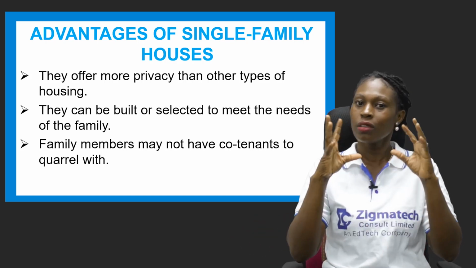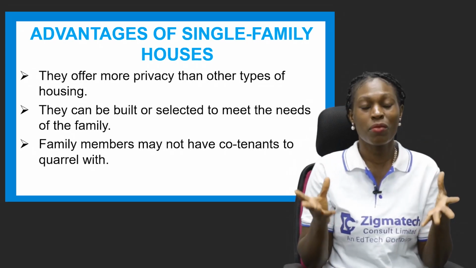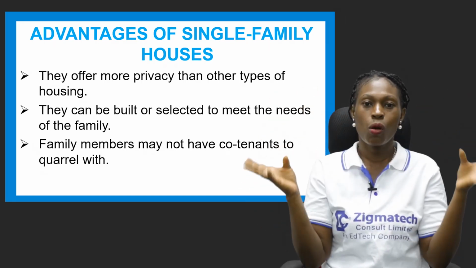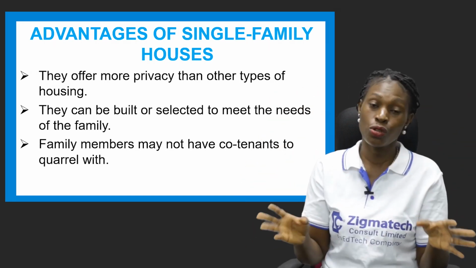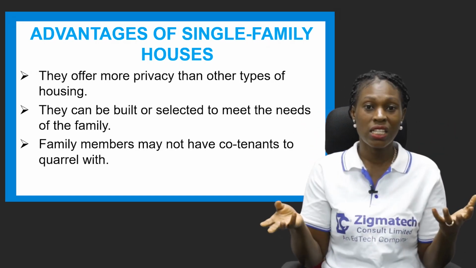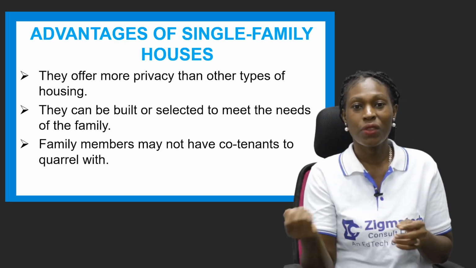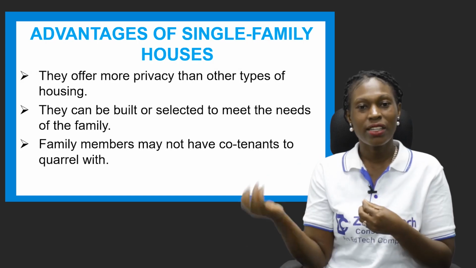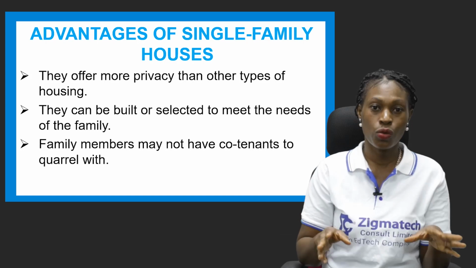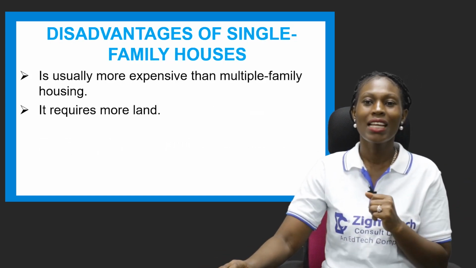Now, when two or more persons are living together, even with family members, you tend to have misunderstandings, not to talk of someone that is not related to you. With single family housing, you do not have tenants or co-tenants, so there's no way you'll be quarreling over who kept this here, why did you do this, why didn't you do that. So that's the advantage of single family housing: just you and your family, no tenant to have issues with.